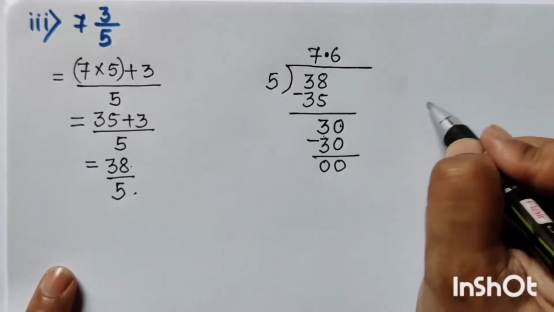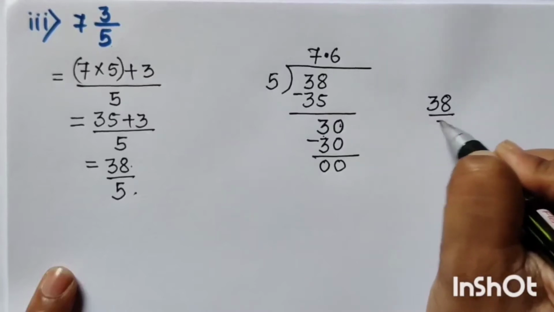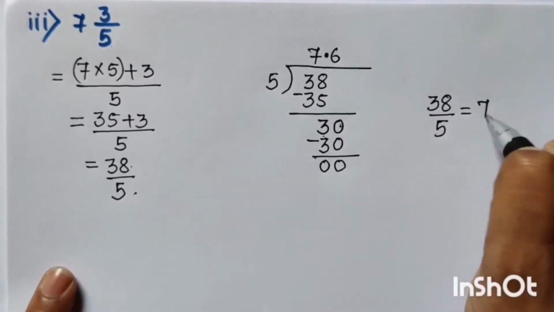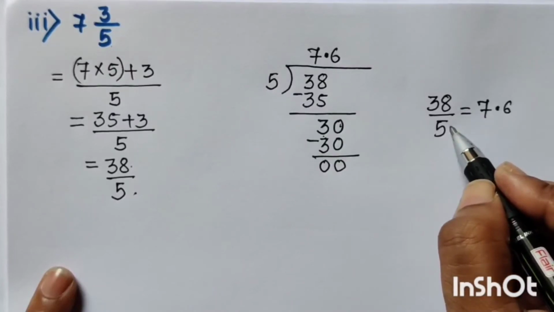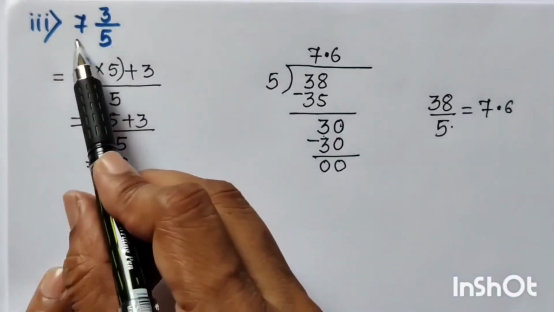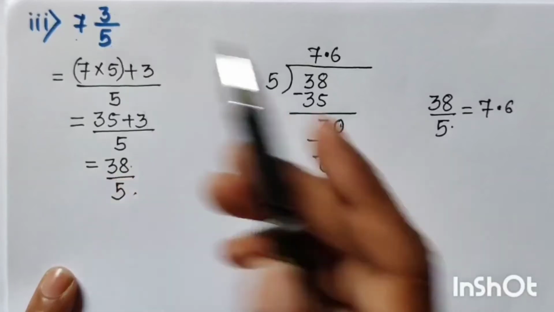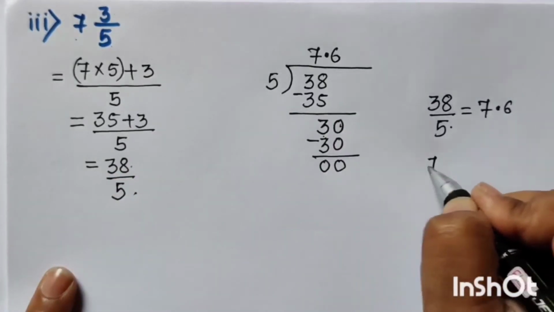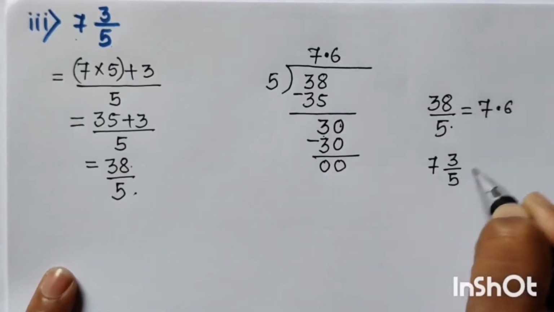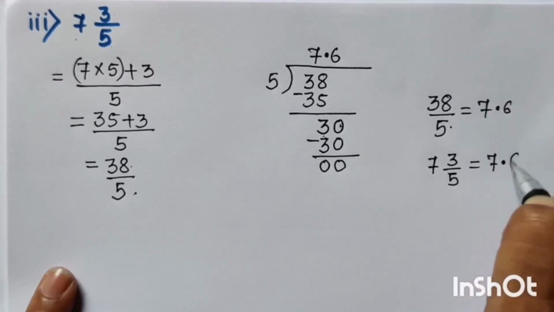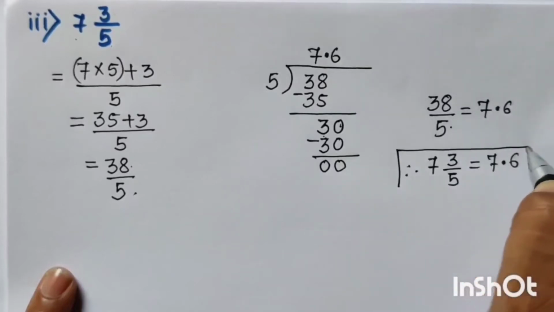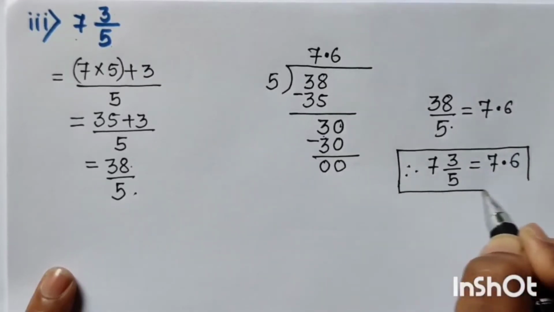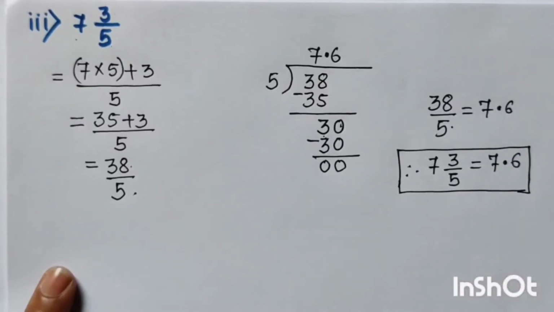Our answer is 38 upon 5 is equal to 7.6. But this 38 upon 5 we have got by calculating this mixed fraction 7 integer 3 upon 5. So we will be writing 7 integer 3 upon 5 is equal to 7.6. Therefore sign we have to put, and then put a box around the answer. This is our answer. Now let us see the next sum.